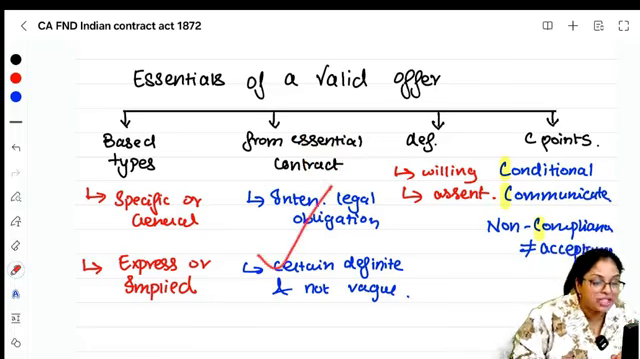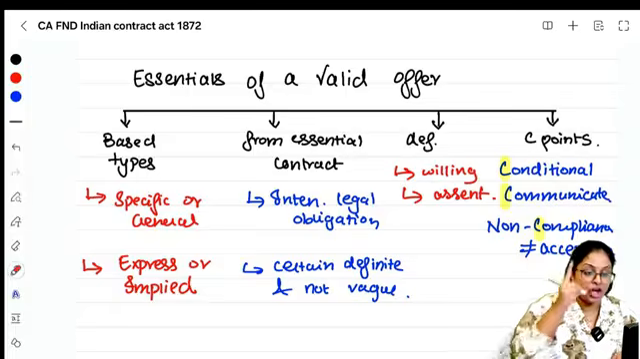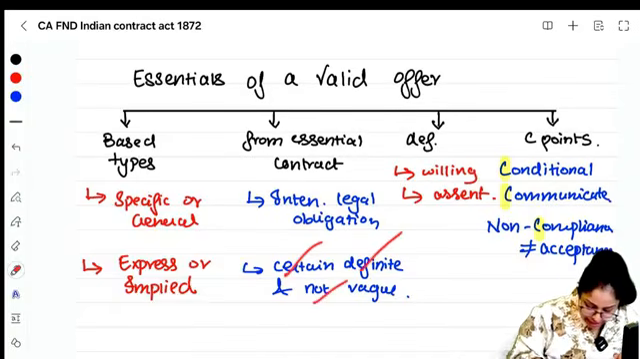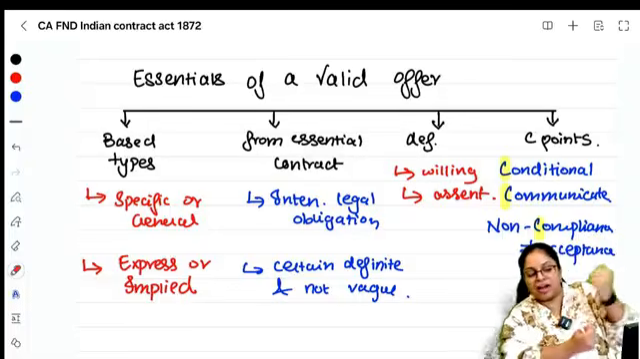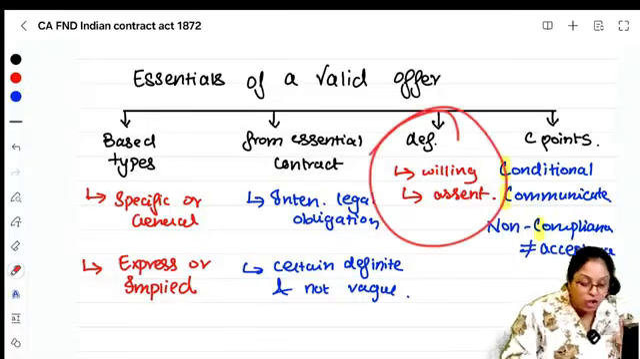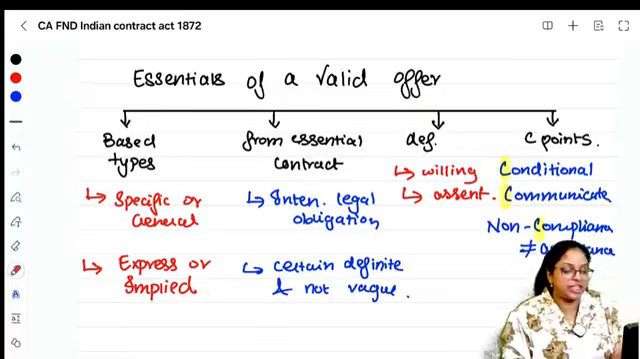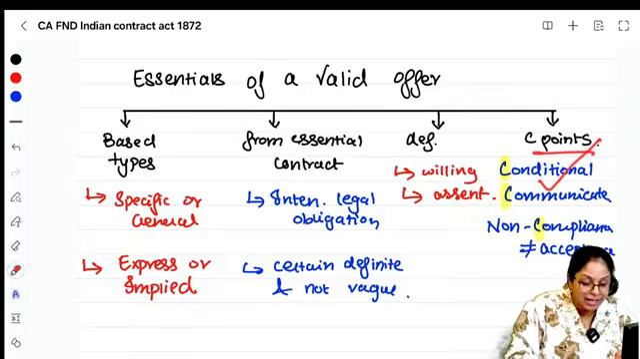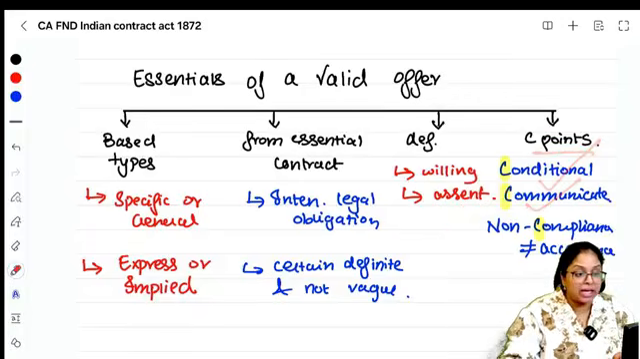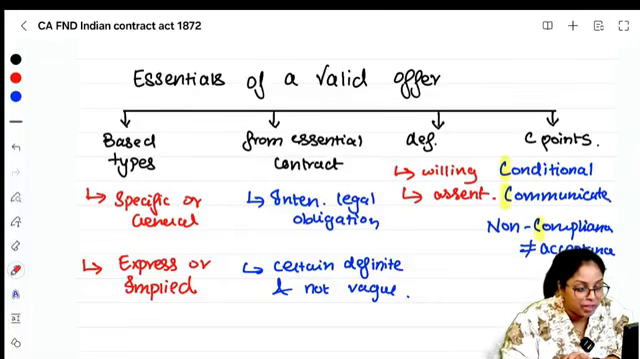There should be an intention to create a legal obligation. Your offer should be certain, definite, and not vague. You must make an offer with an intention to get the acceptance of the other person. The offer must be made with an intention to get the willingness of the other person. An offer can be conditional. Offer must be communicated.